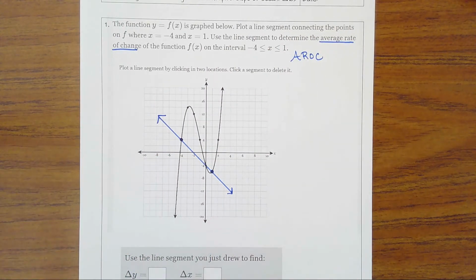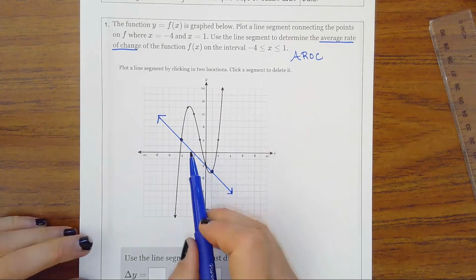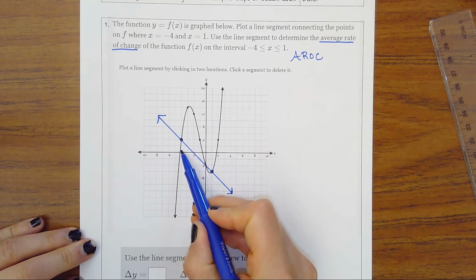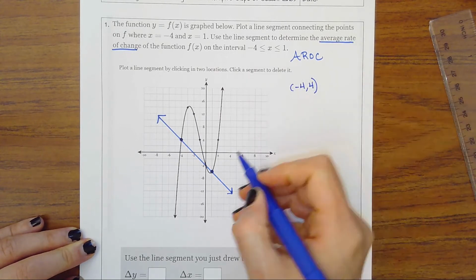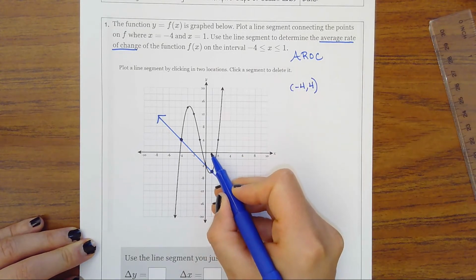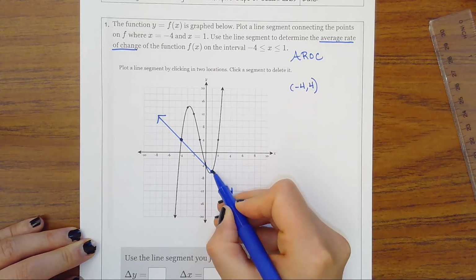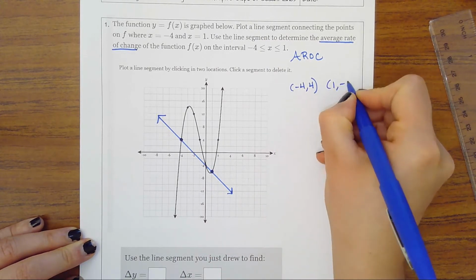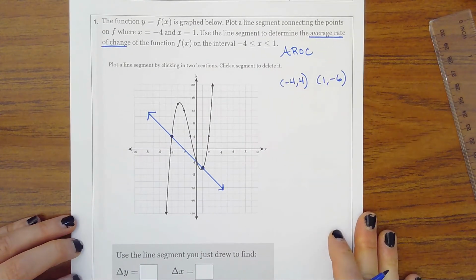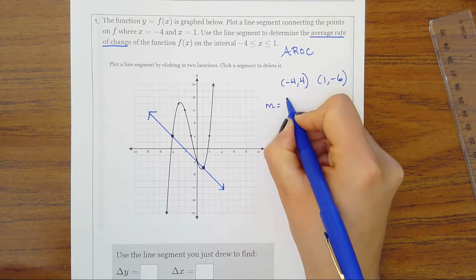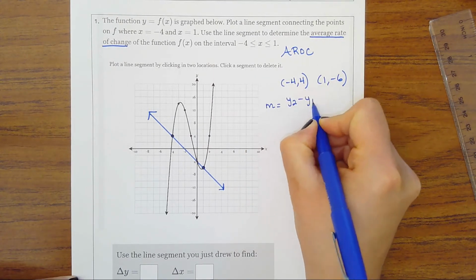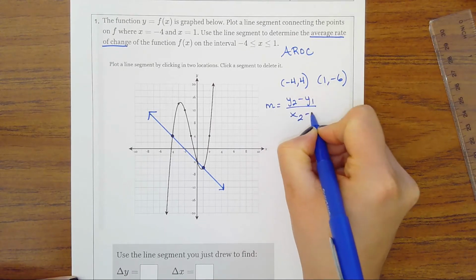The easiest thing to do is to make two ordered pairs. This point is at -4, 4. This point is at 1, that would be -6. Always look at the scales they're using. And then hopefully you remember from algebra that slope, or m, equals y2 minus y1 over x2 minus x1.